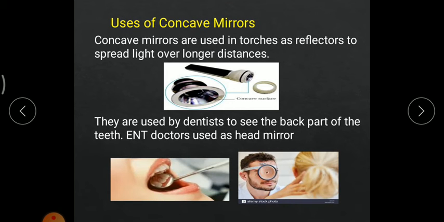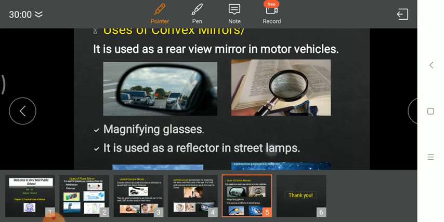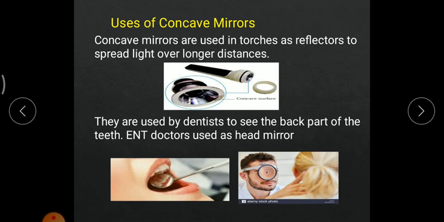In the same way, ENT doctors, meaning ears, nose and throat doctors, use head mirrors. ENT is the abbreviation for ears, nose and throat. These doctors basically use head mirrors. As you can see, this is a person, a doctor, an ENT doctor. He is wearing a band. In that band, he is carrying a concave mirror so that he can examine the person opposite.